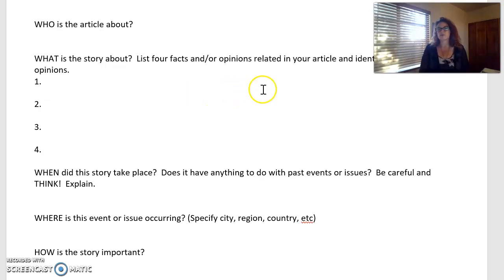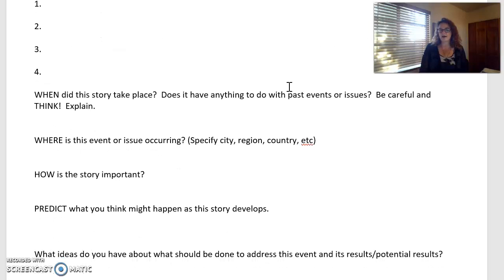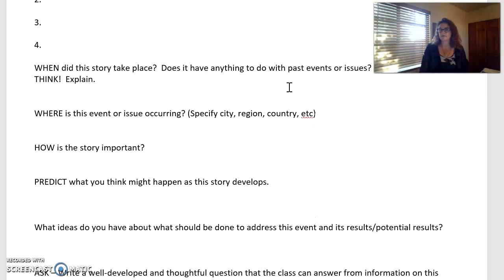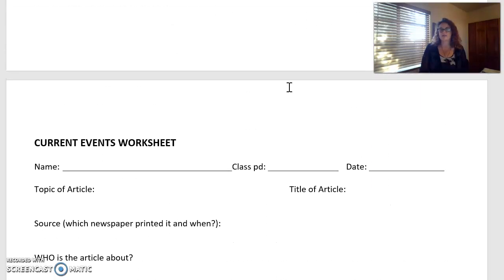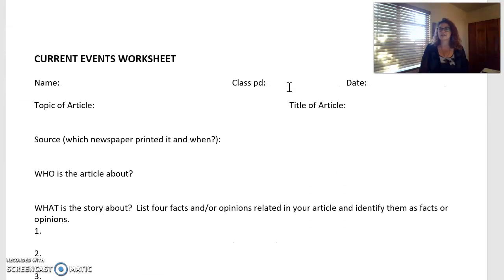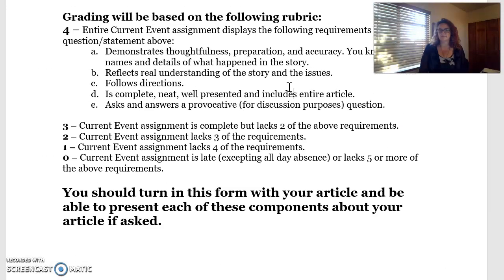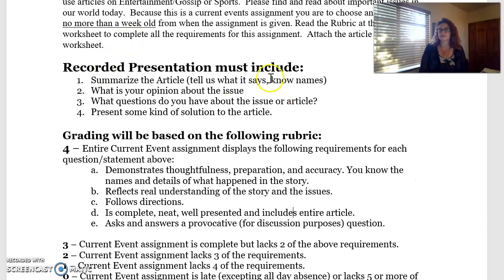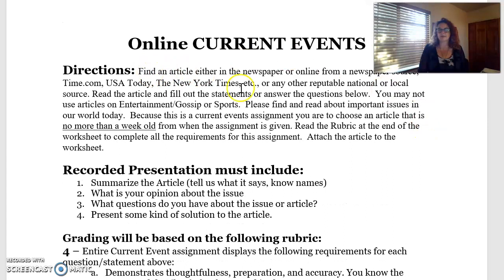All right, so pretty much this form goes through the who, what, when, and why of your article or story, and that is just to help get you to present your 4 components in your recorded presentation. Now, ladies and gentlemen, I want to go back up here to the top and re-emphasize this.